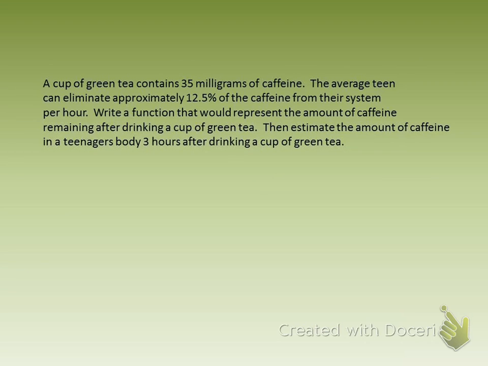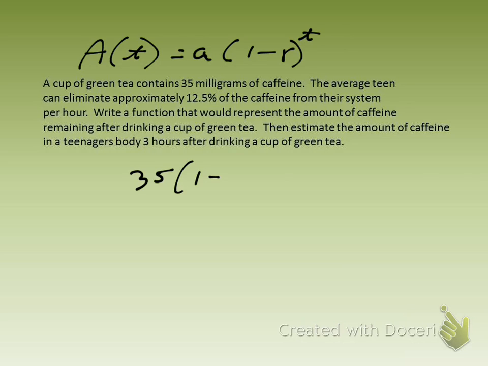So this one, we are doing what with the caffeine? Are we taking in more? No, we're doing what? We're decreasing it, right? We're eliminating, whatever that means. You can fill in that blank. So A of t equals a, parentheses, 1 minus r, to the t. Okay? So what's our little a? 35. 1 minus. What's the rate number? Good, 0.125. And then t is 3.